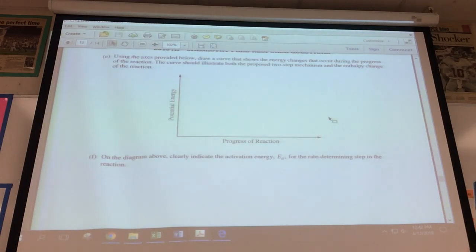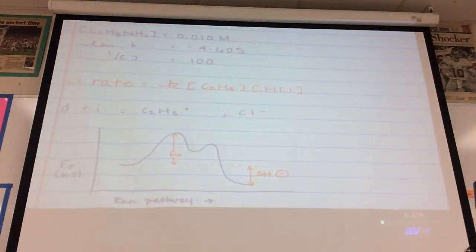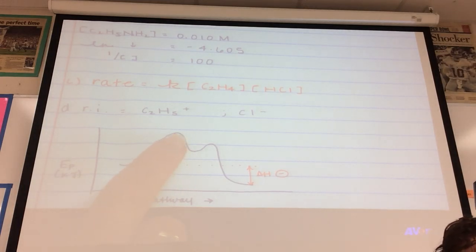Ready? I would have done this. Is that what you did? So you are correct. The rate determining step would be the high one. The activation energy is from reactant energy to the tippy top. I'm not sure I'm actually at the tippy top of that mound. I'm going in at an angle, so if it's not perfect, I apologize. And then it indicated that the reaction was in fact exothermic.